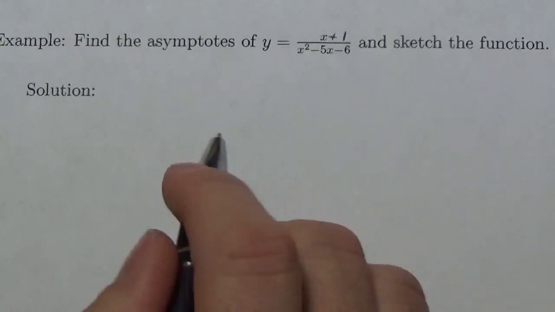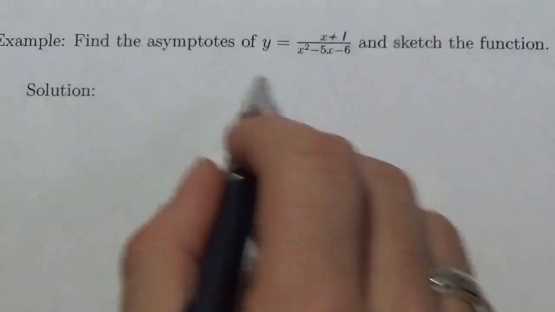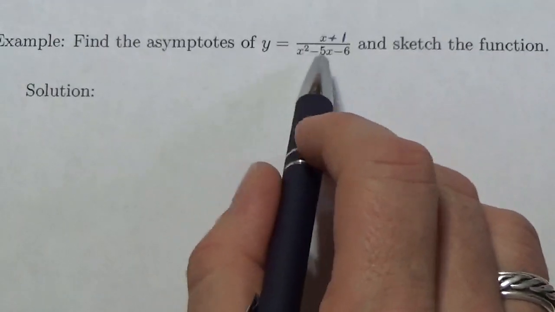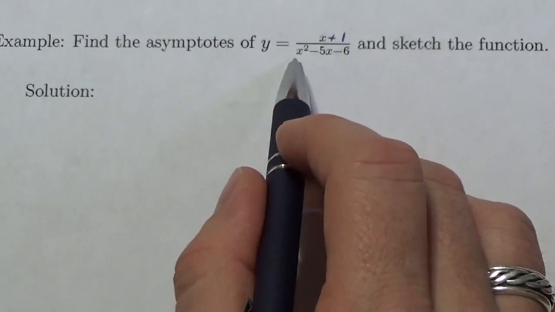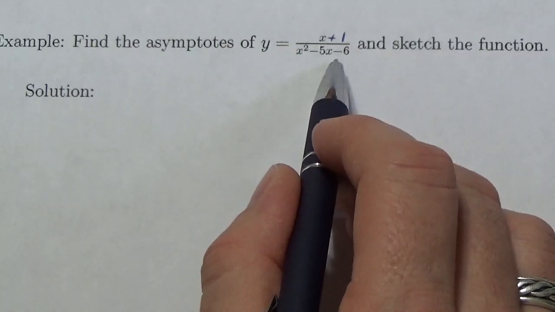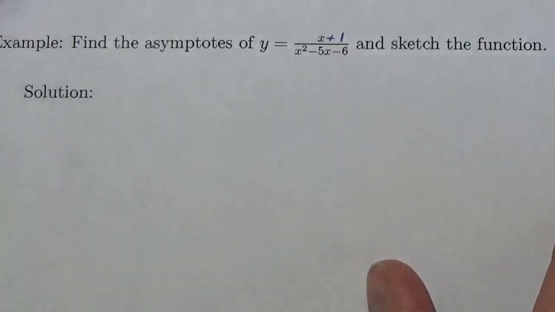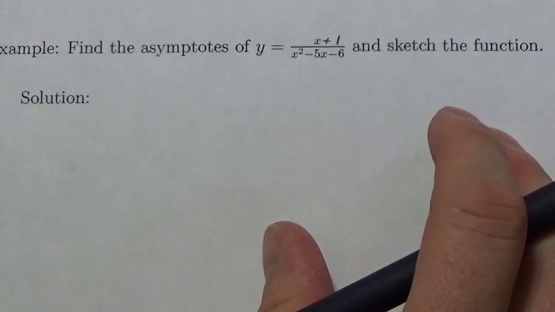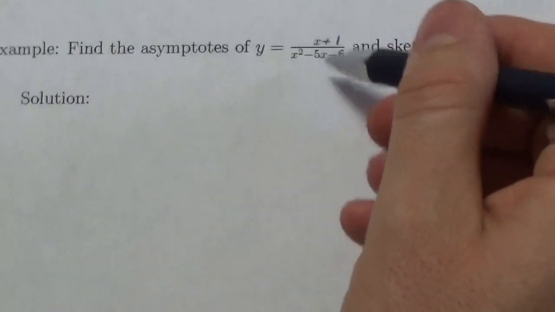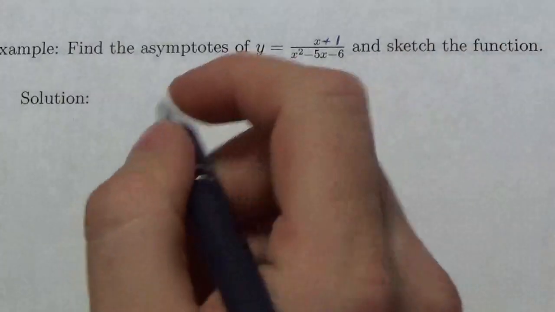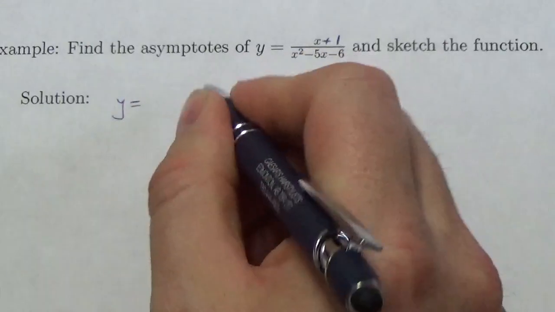All right, so let's just do one more question here. We're going to find all the asymptotes of this expression, y equals x plus 1 over x squared minus 5x minus 6, and we're going to sketch the function here real quick. So the first thing we're going to do here is, because it's a rational expression, let's look for the vertical asymptotes. And so we do that by factoring.